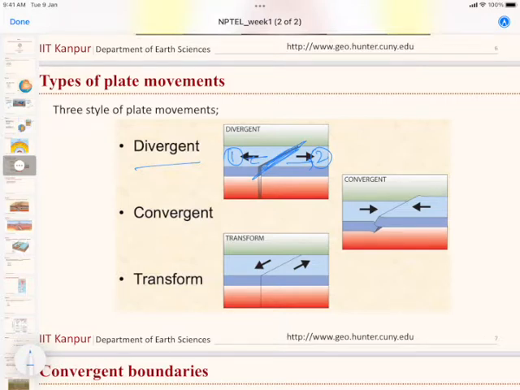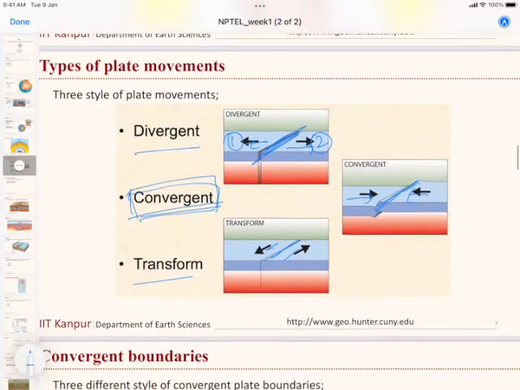Another kind of movement is the convergent movement, where these two plates, with this being the plate boundary, are moving towards each other. Since they are moving in the direction of each other, we call it a convergent plate movement. The third category of movement is the transform movement, where the two plates just strike-slip along the boundary. Now, to answer the question that I discussed earlier, we'll focus mainly on the convergent boundaries.